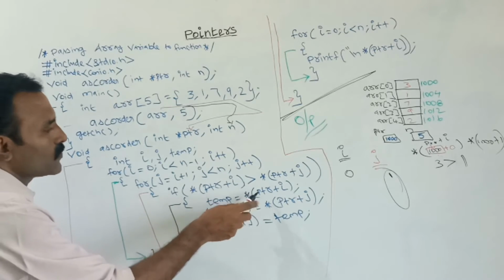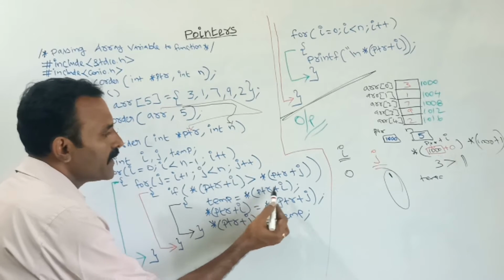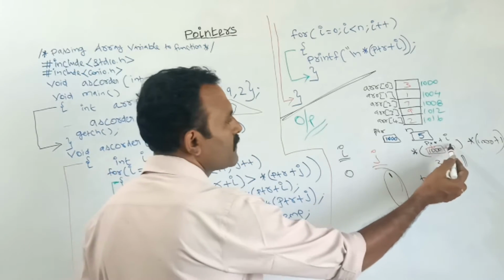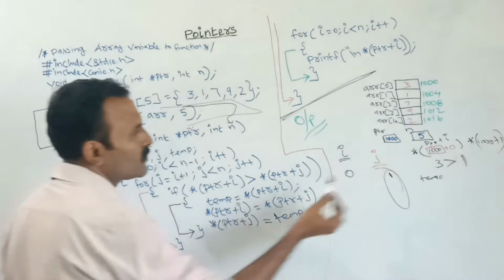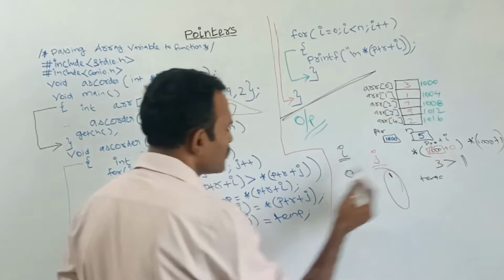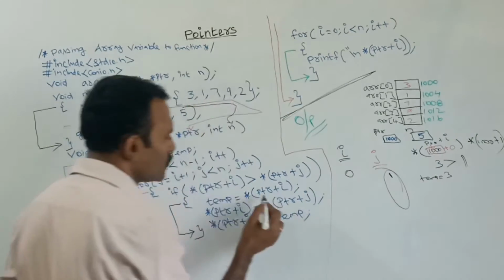Say temp is equal to value at ptr plus I. What is the value at ptr plus I? Here the I value is 0, so ptr plus I is 1000. The value at 1000, what is the value at 1000? 3. So this 3 will be stored to temp.